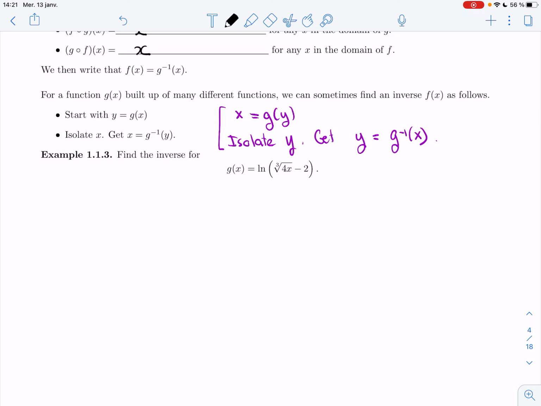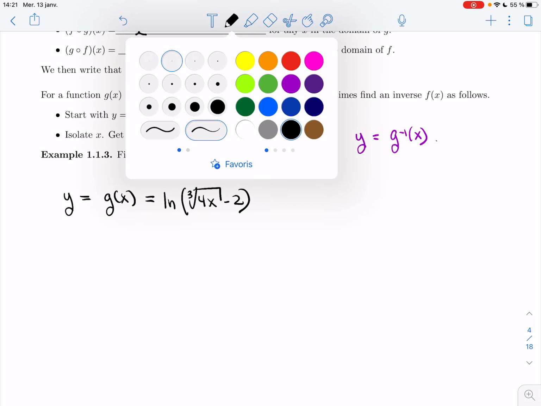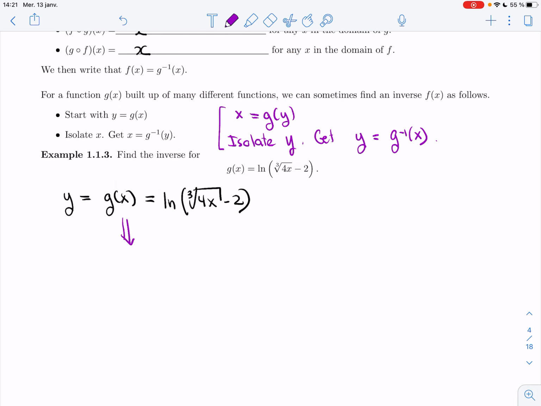All right, so let's try this example. I'm giving you a function. Example 1.1.3: find the inverse of the function g of x equals ln of the cube root of 4x minus 2. And so I'm going to start with y equals g of x, which is equal to ln of the cube root of 4x minus 2. Then I would apply the exponential to both sides. That's the inverse of the log. So I always take the inverse of the outermost function. And that's going to cancel with the log, and I'll get the cube root of 4x minus 2.